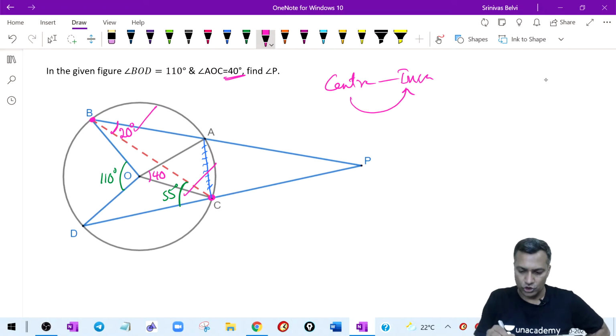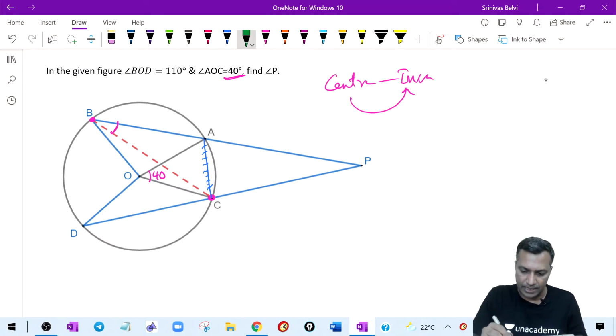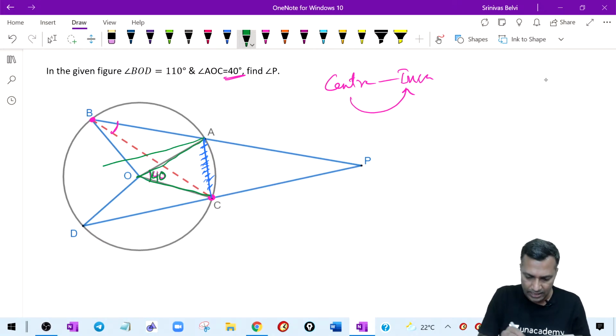Ashutosh, not clear? Forget this. All right, now look only at this diagram. You need to have that beauty to see them. Look at this particular chord AC. AC makes an angle of 40 degrees at the center. It subtends an angle of 40 degrees at the center, then AC will subtend an angle of 20 degrees at the circumference.